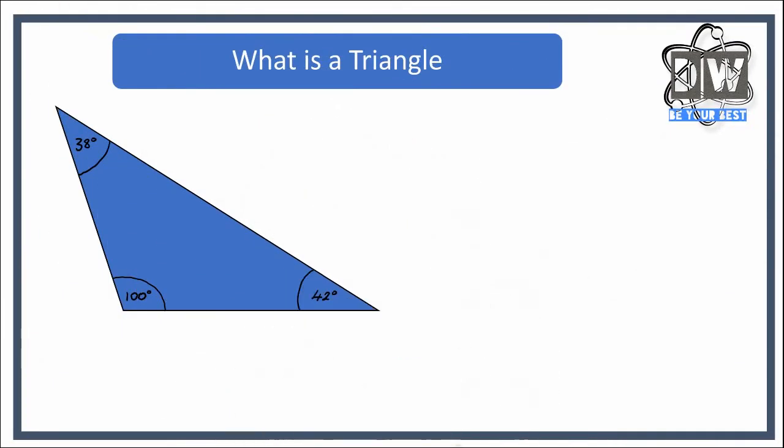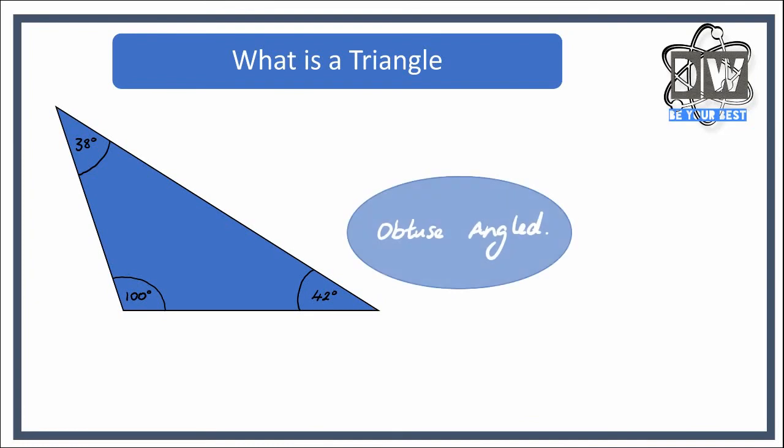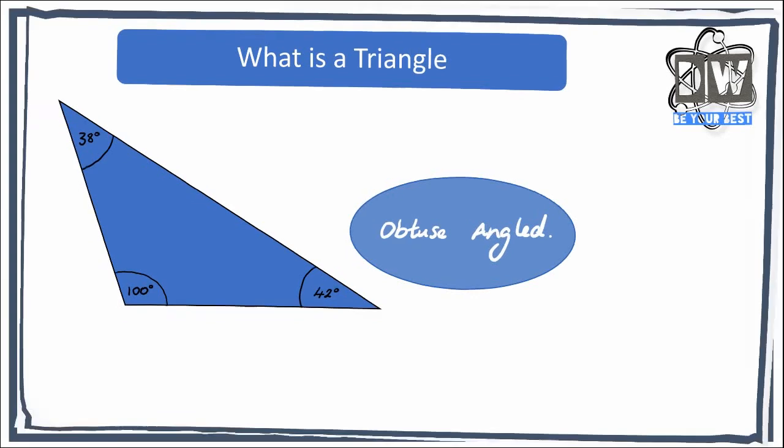And last but not least, what's this one? We can see that two angles are acute, but one angle is obtuse. So we call this an obtuse angled triangle. Again, you could say this is a scalene. These are both examples of scalene triangles, but this one has an obtuse angle in it, so therefore it can be classed as an obtuse angled triangle. Hopefully you have got those down, no problems.